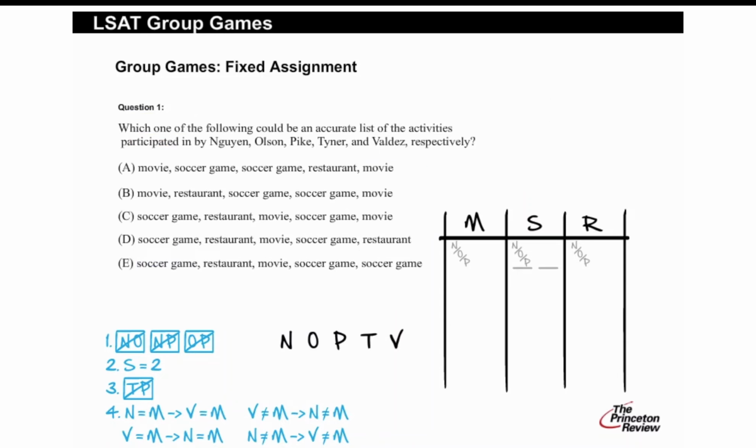Start with question 1. It's a grabber rule. You know that N, O, and P have to do different activities, so that eliminates choice A. 2 people only go to the soccer game, so that eliminates choice E. T and P can't participate in the same activity, so that eliminates choice B. And if N goes to a movie, then V goes to a movie, and vice versa, so that gets rid of choice C. You're left with choice D as the credited response.